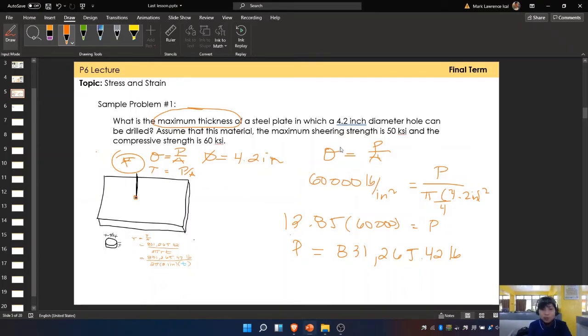Okay, so now calculating for the stress. May napansin kasi tayo dito eh. Hindi pa nako-compute yung force. Wala pang force dito. So technically, we can use this formula, stress, which is P over A. Okay? So stress is 60,000 pound per square inch. And P, ito yung hinahanap natin. And the area, okay? The area is an area of a circle.